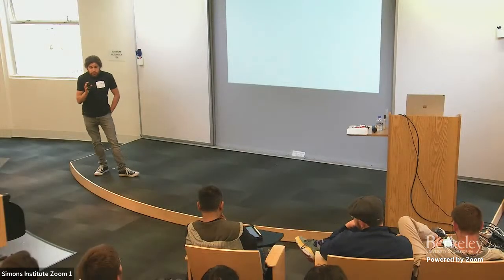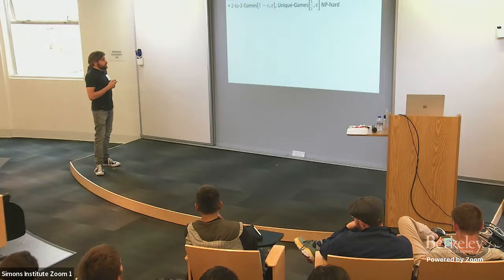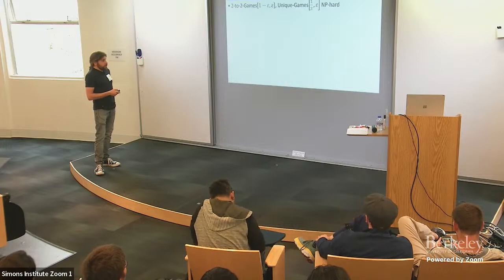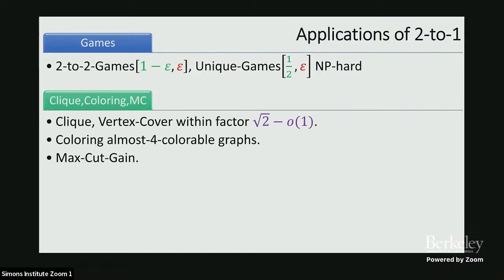So let me quickly tell you what this theorem does give you. It doesn't give you all of the power. It roughly gives you half of the power of UGC. But here are some concrete examples. As I said, it gives you a hardness gap for unique games between half and epsilon. Then you get some improvements for some classical combinatorial optimization problems. For example, you get a factor of square root of 2 for vertex cover. You get something for clique, and you get something for max cut gain, coloring problems, and this and that.